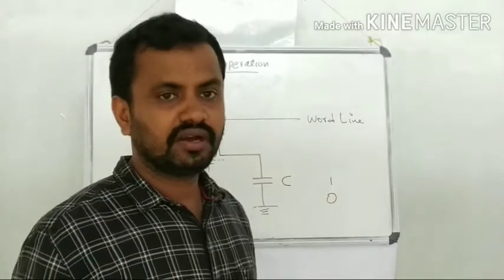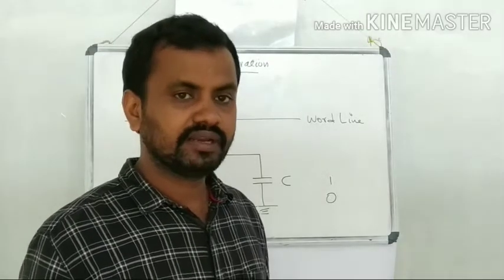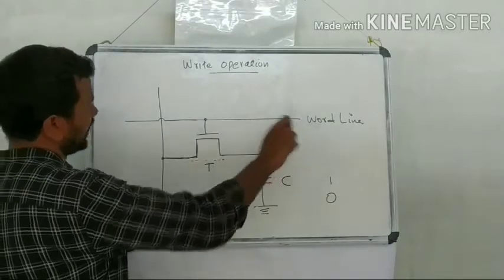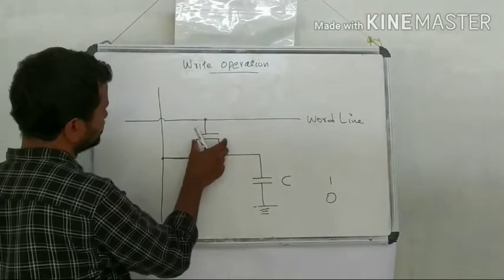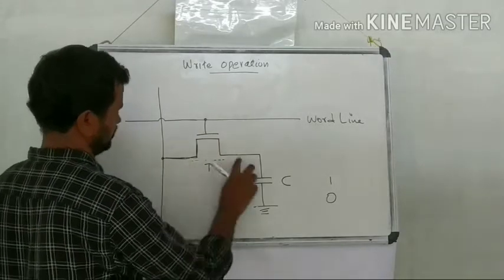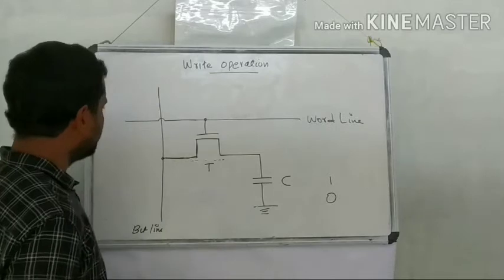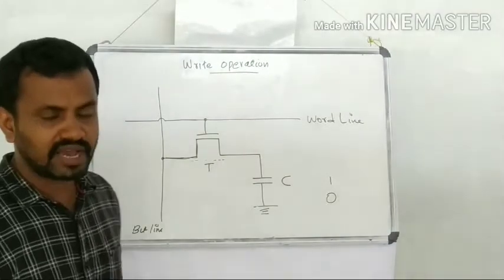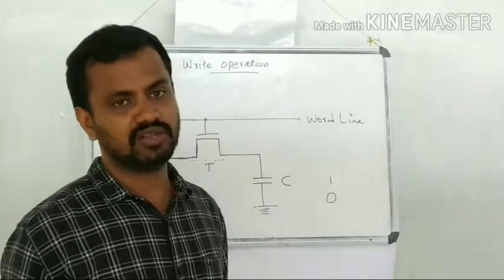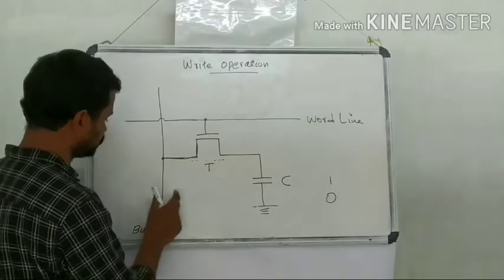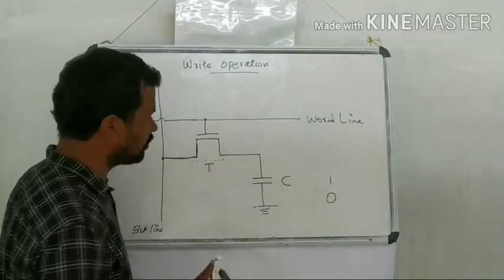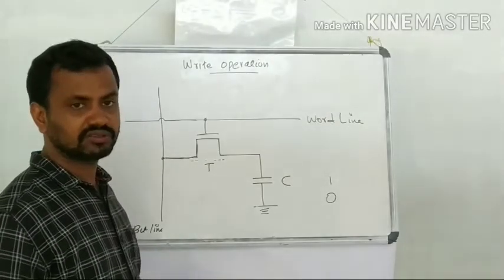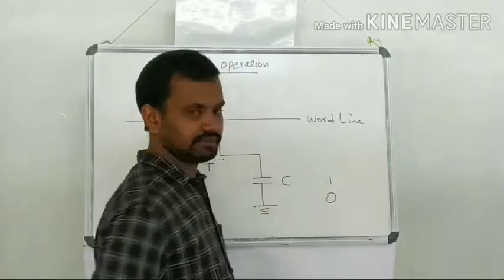Next, we will explain the write operation in the case of a DRAM memory cell. First the word line is activated, so this transistor will turn on, and there is a path through this line. Then the appropriate voltage is applied to the bit line. What value do we have to store? If we have to store a 1, then a high voltage will be applied through this bit line. That will reach the capacitor, and the capacitor will be charged to a high value. That means 1 is stored there.